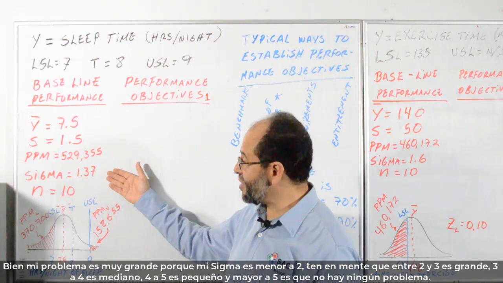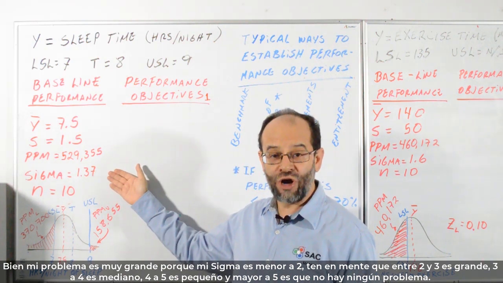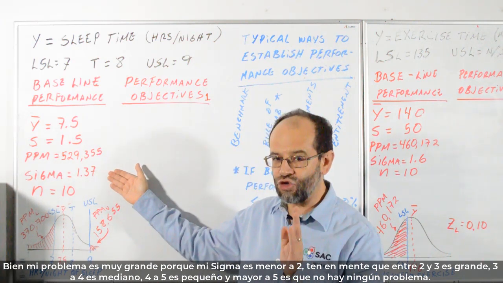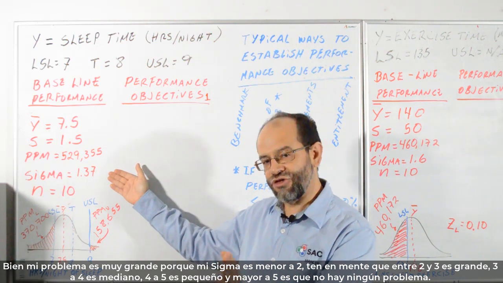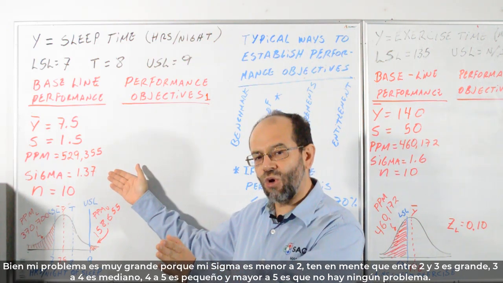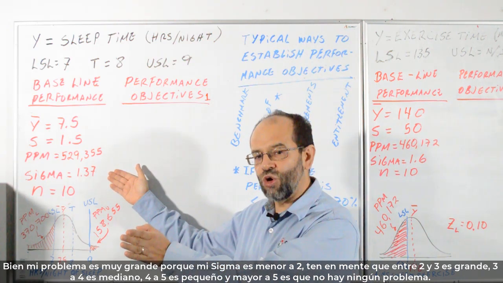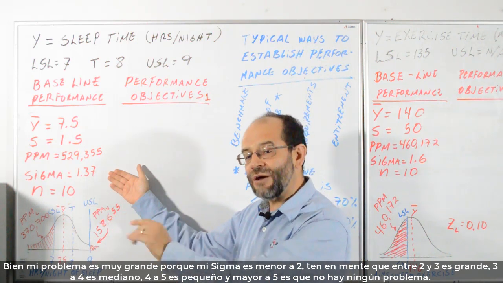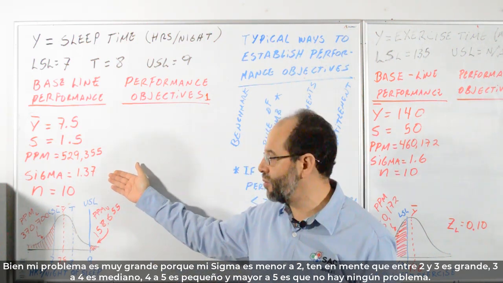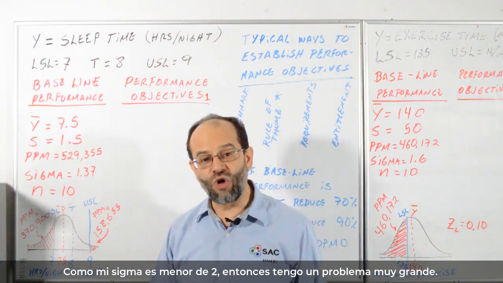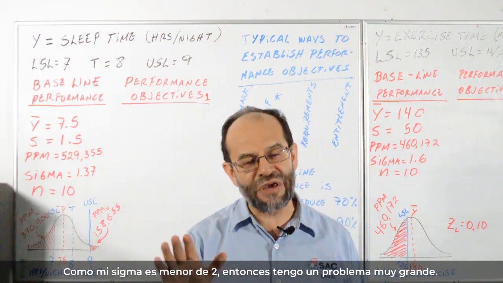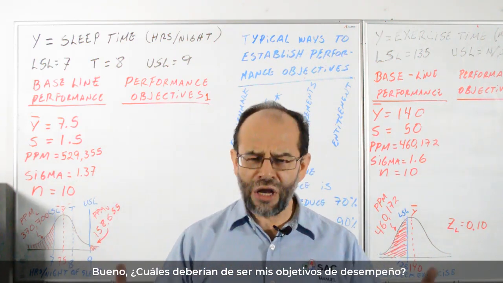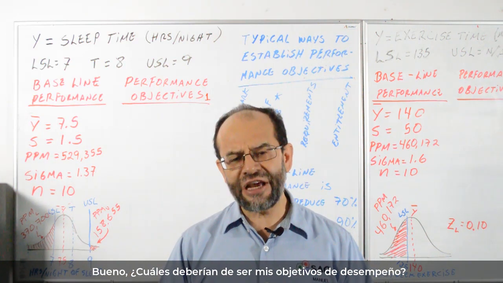My problem is very big because my sigma is smaller than 2. Keep in mind that between 2 and 3 is big, 3 and 4 is a medium-sized problem, 4 to 5 is a small problem, and more than 5 sigma, there's not any problem. But if my sigma is smaller than 2, then I have a very big problem. Well, what should be my performance objectives?